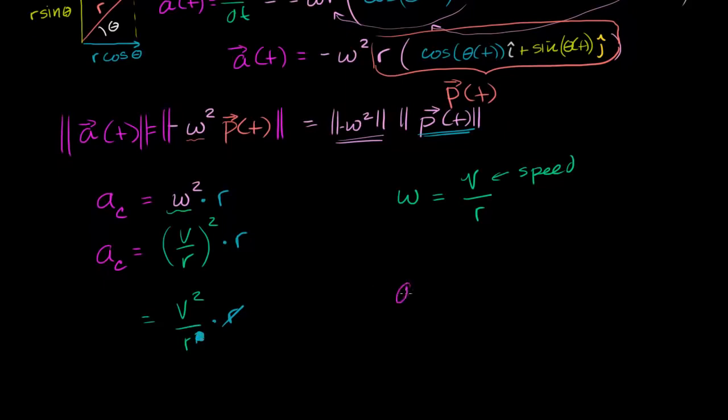And you're done. The magnitude of the centripetal acceleration is equal to your speed, the magnitude of your velocity squared, divided by your radius. And we are done.